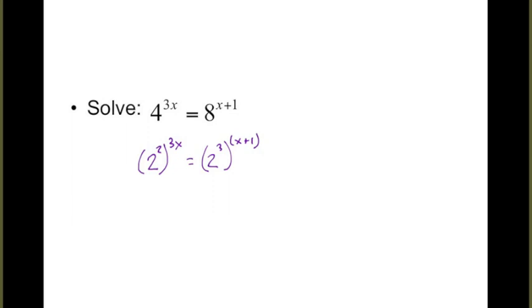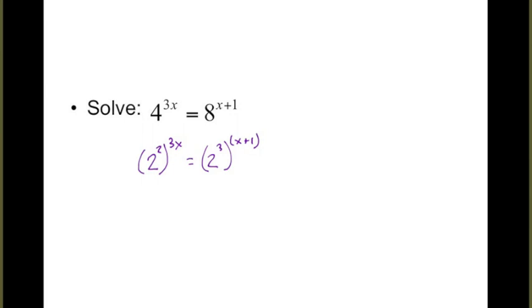So we're going to change the bases so that they are both the same. Now they are both bases of 2. And if the bases are the same, then the exponents must also be equal to each other, because 2 to something has to equal 2 to that same thing. It can't equal 2 to anything other than what it was already equal to. So then we can ignore the bases and just set equal the exponents.